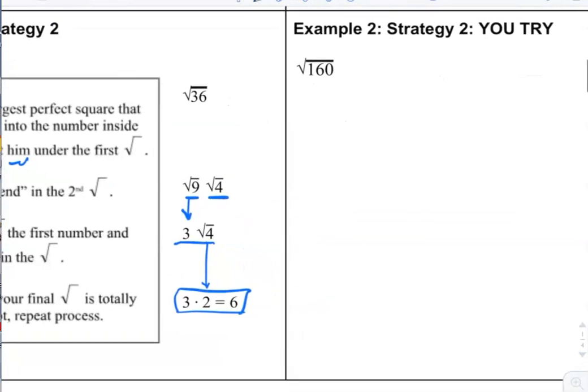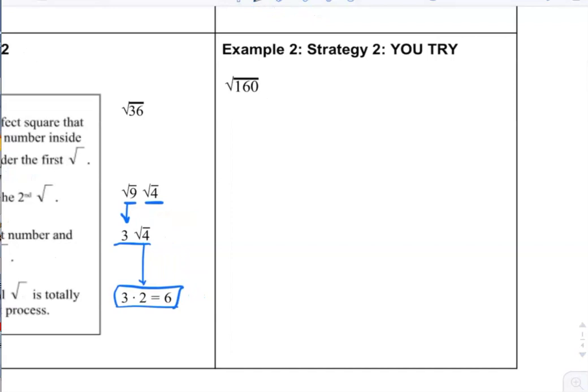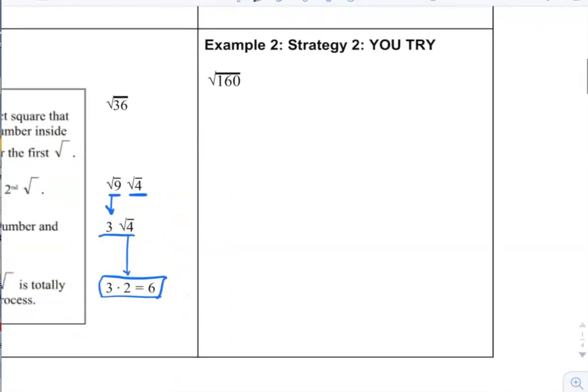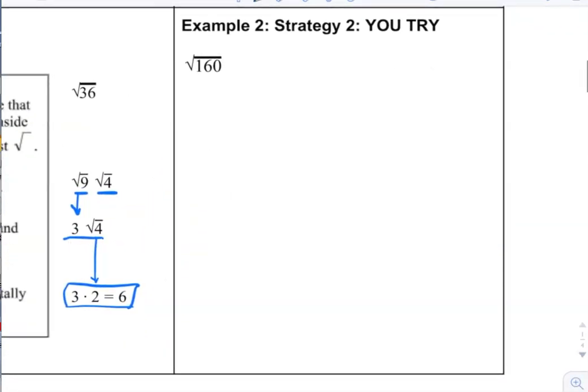Right? So for example 2, strategy 2, you already know what the answer is, but think about approaching it by asking yourself, what is the biggest perfect square that goes into 160? All right, so I'll give you guys a moment, pause your video, and try that.